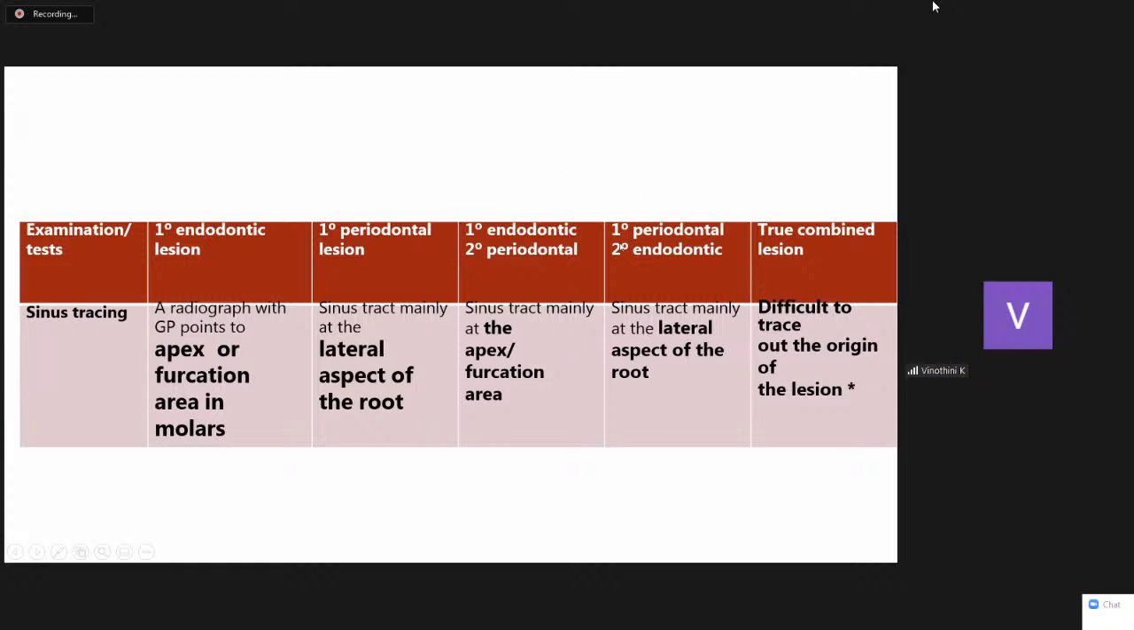Same way, see, don't get confused between this and this. It's similar to this only. Primary endo, secondary perio is almost endo. Along with that, there may be secondary perio characters also. Primary perio and secondary endo is full perio. Along with that, there may be some characteristics of endodontic infection.